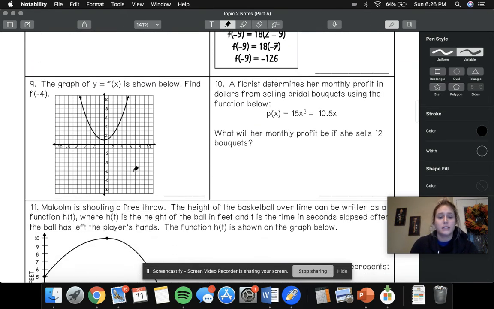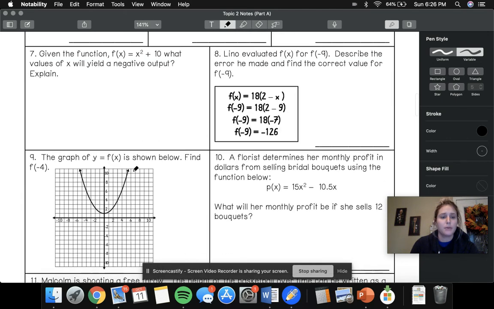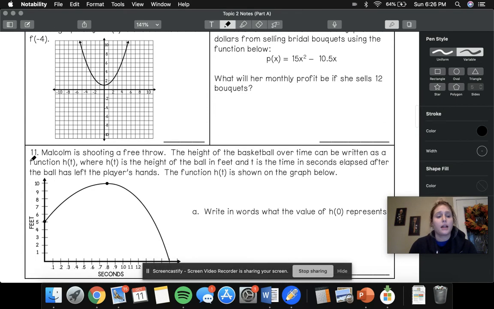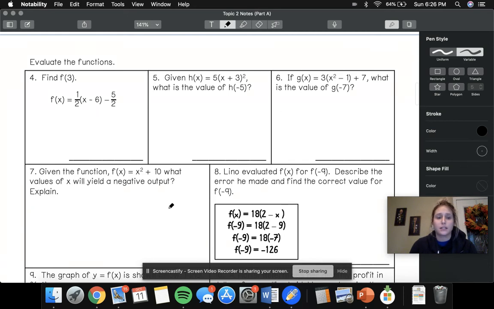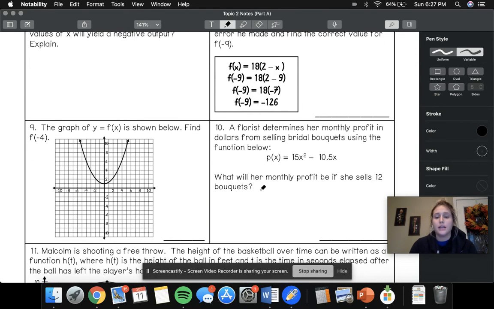Okay, one that I did want to talk about, I want to do number 9 together right now, and I also want to do number 11. So really, I just want you guys to try 4, 5, 6, 7, 8, and number 10.